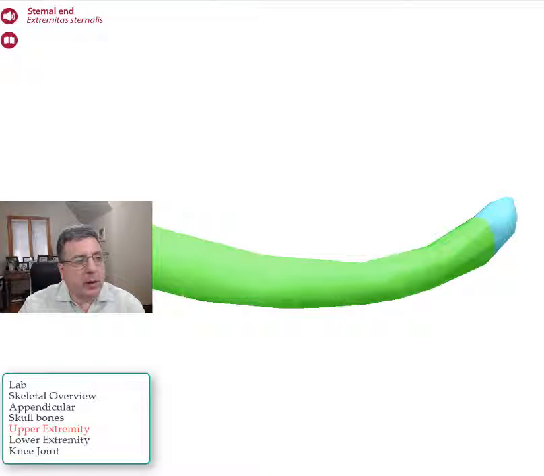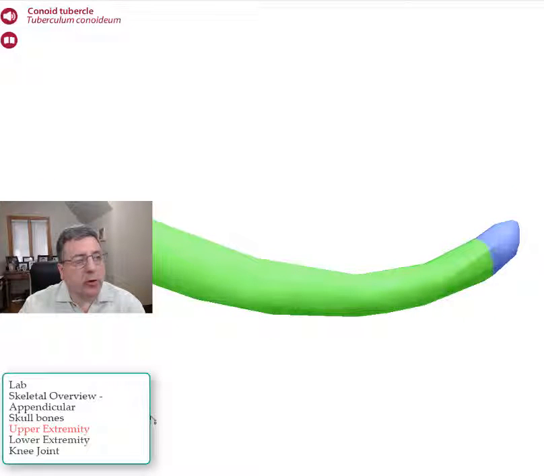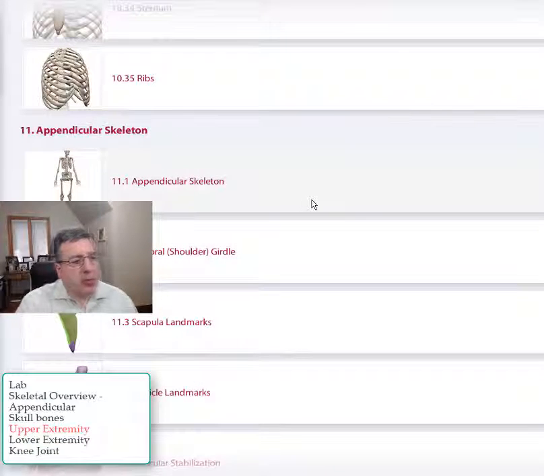And the acromial end, you're going to have this portion of it. It's the coronoid tubercle. And that helps you to identify that this is going to be the acromial end of this one. Okay, so that's the clavicle on this one.